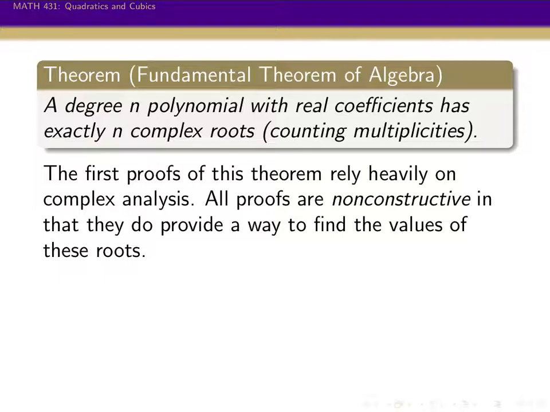Now the one thing about these proofs, in fact pretty much all proofs of the fundamental theorem of algebra, is that they're non-constructive. What we mean by non-constructive is that it tells us how many roots there are, but it doesn't give us any way whatsoever to find the exact values of those roots. So it says the roots are there, but it doesn't tell you how to get them in any way. How to find these solutions to polynomial equations, the fundamental theorem of algebra doesn't tell us at all.